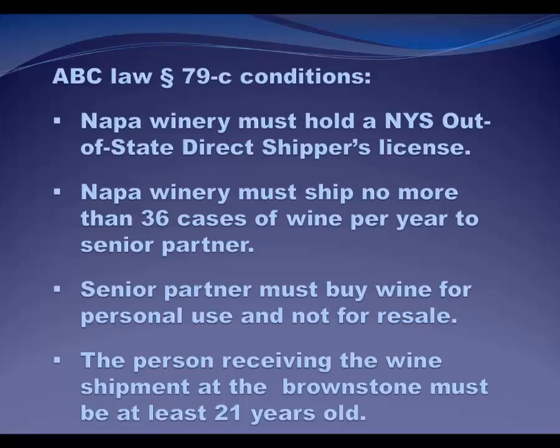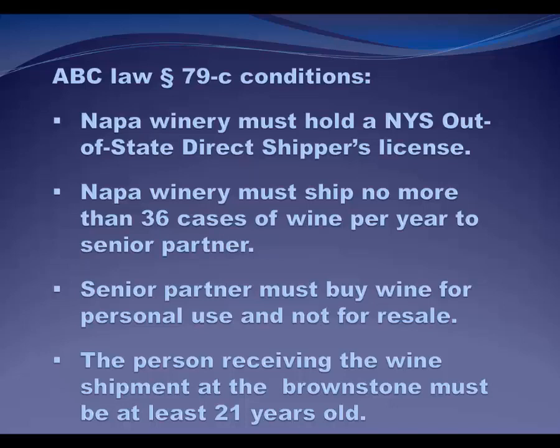And what is that answer? Well, according to ABC 79C, in order for a New York resident to directly accept delivery from an out-of-state winery, that out-of-state winery must hold a New York out-of-state direct shipper's license. So the Napa winery is going to have one of these licenses from New York State. Also, that out-of-state winery can ship no more than 36 cases of wine per year to any one individual.